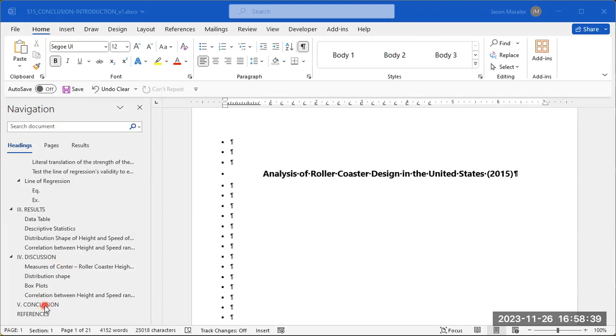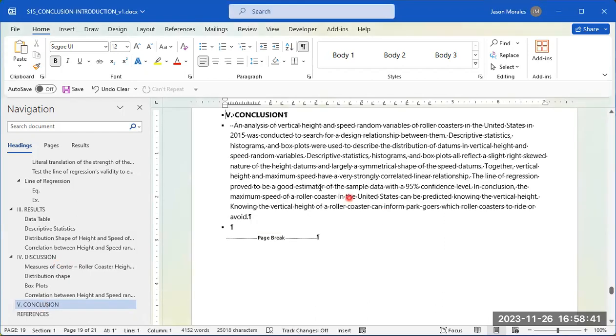So let's look at the conclusion that I wrote. Remember, my report is on roller coaster design parameters, specifically the vertical height of roller coasters versus their speed. So in my conclusion, this is what I said. An analysis of vertical height and speed random variables of roller coasters in the United States in 2015 was conducted to search for a design relationship between them.